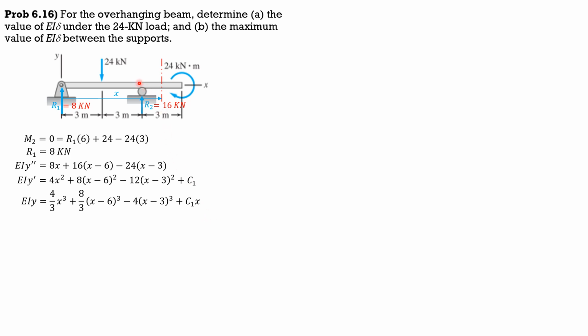Then when x is 6, y is 0. So let's evaluate c sub 1. 0 equals 4 thirds 6 cubed, this is 0, minus 4 times 3 cubed plus c sub 1 times 6. So c sub 1 is negative 30. Then substitute here.